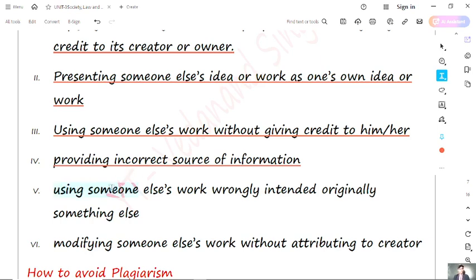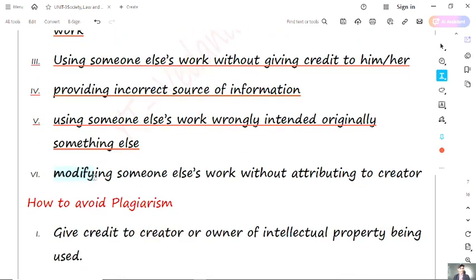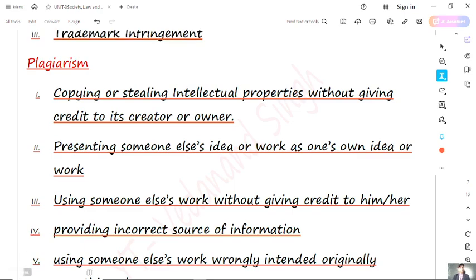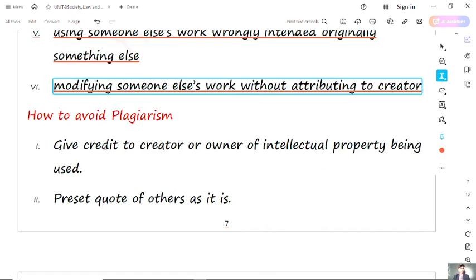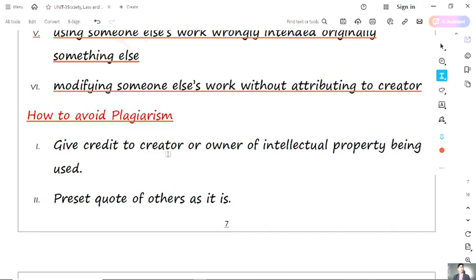Using someone else's work wrongly, intended originally for something else, means that if you are showing your work wrongly, you are trying to show the original data as fake data. That is not good. Modifying someone else's work without attributing the creators means you are modifying their work and showing that this is my work. This comes under plagiarism. So I think you would write all these topics under plagiarism. Now the next is how to avoid plagiarism.